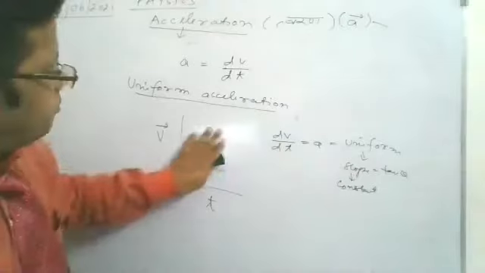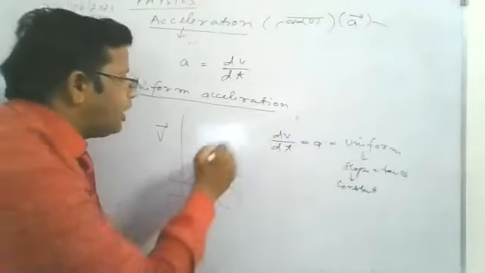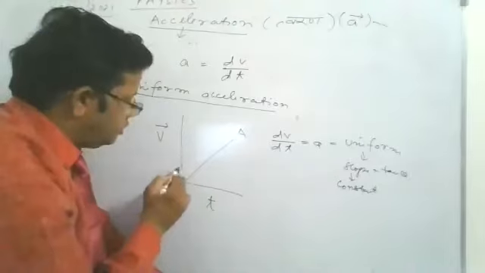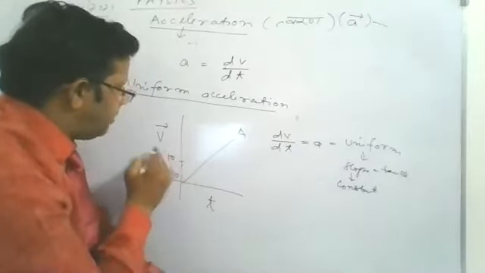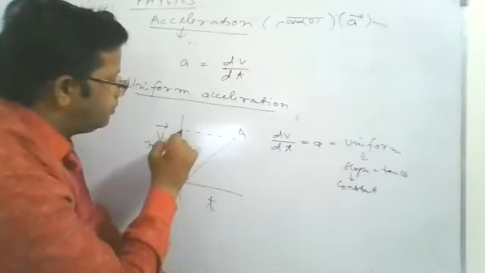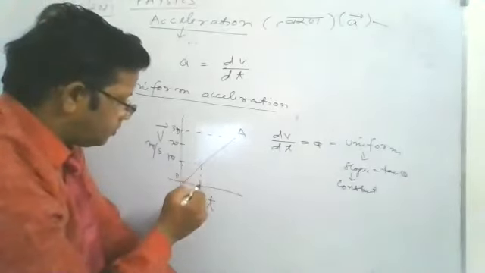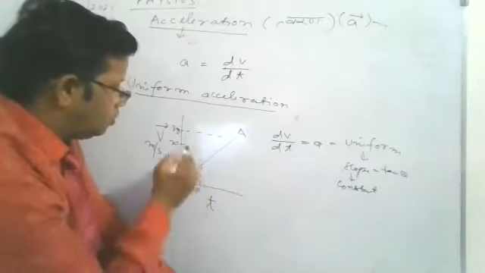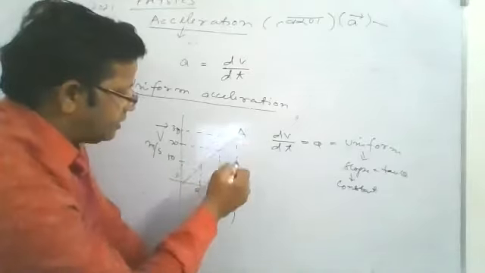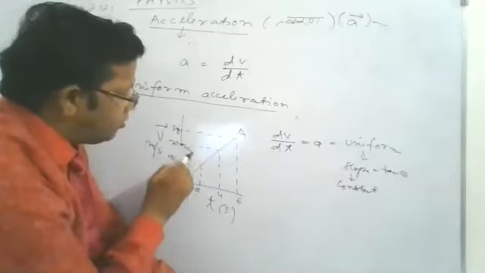Now let us see here. Can you tell me, beta, what is the acceleration of body A and the acceleration of body B? This is 0. This is 10 meter per second. This is 20 meter per second. This is 30 meter per second. Time is 2, 4 seconds, and this is 6 seconds.